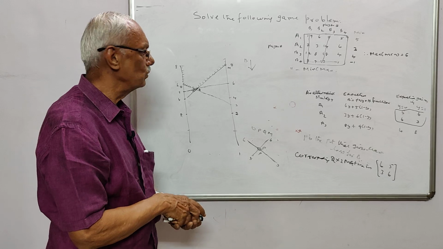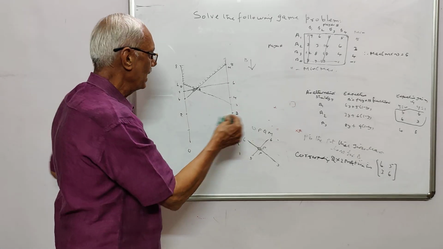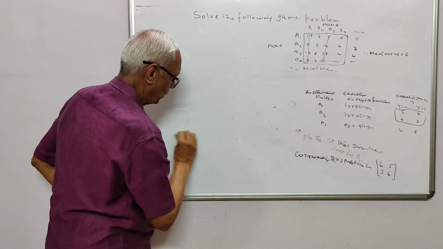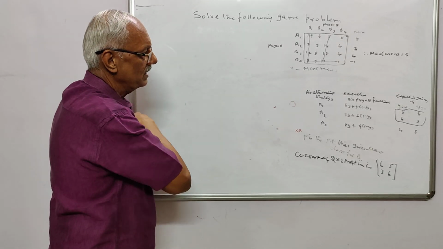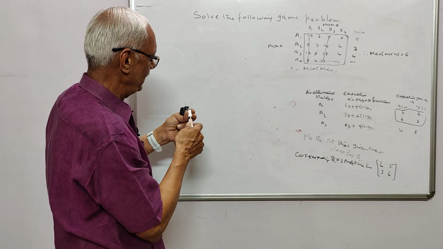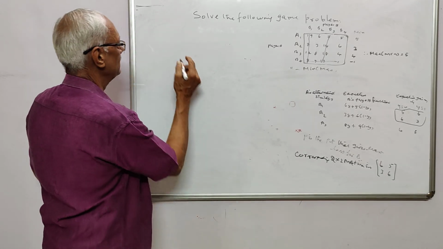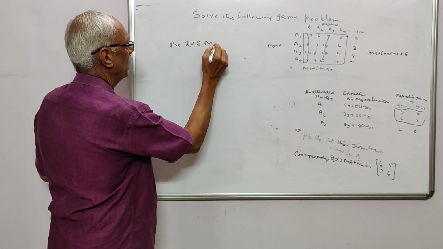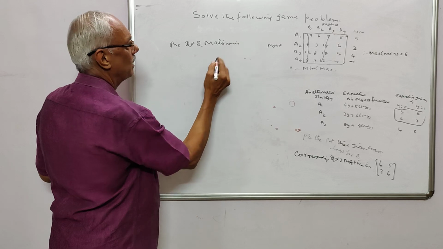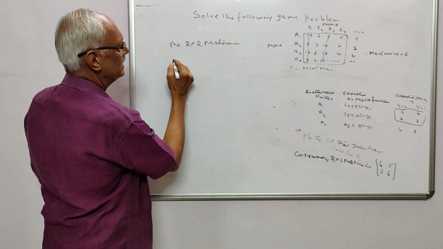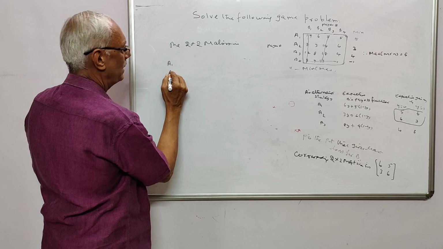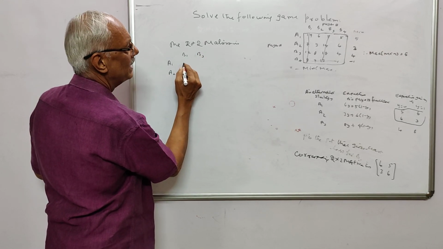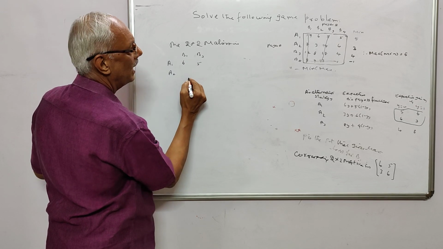Now let me solve this 2 cross 2 matrix. There are two ways of solving this. I will use one way of solving that. So you see that here you are having 6, 5. What is the 2 cross 2 matrix? It is A1 and A2, B1, B3. So you see that it is 6, 5 and 3, 6.